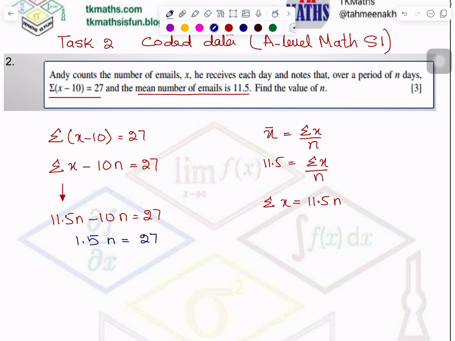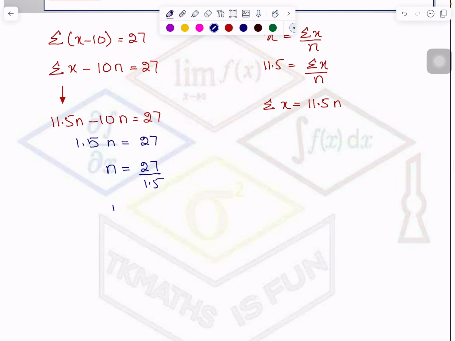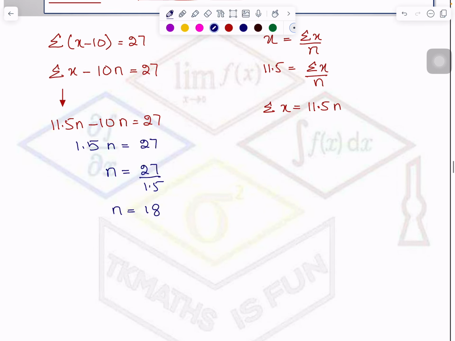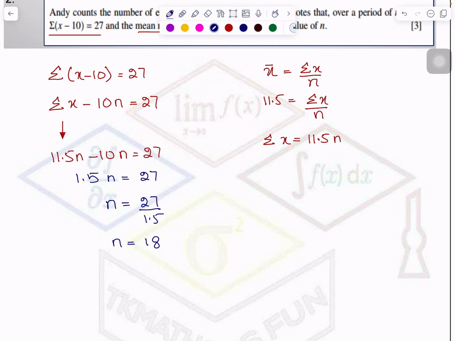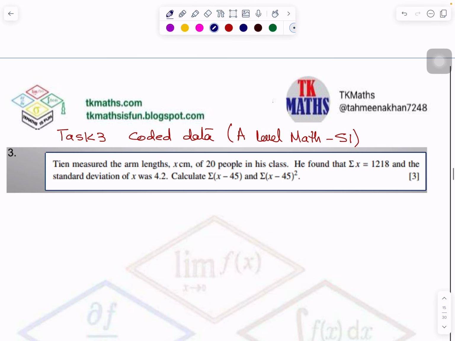So what is the n you are getting? Pick up the calculator quickly, or if you're good at mental maths, you can do that also. Yes, you are absolutely right: n equals 18. So this formula or this expansion is very important here. I've explained the reason behind it in the previous video. Now let's solve the next question.